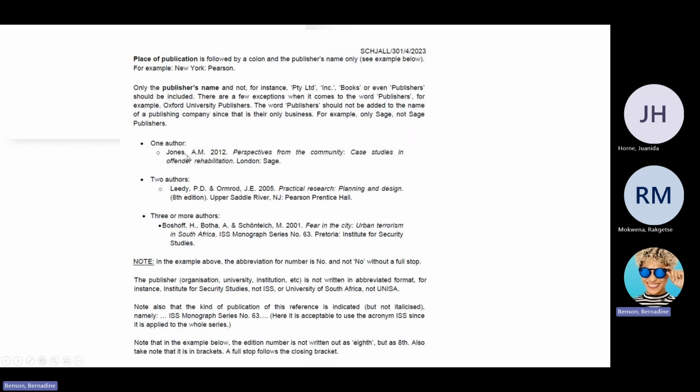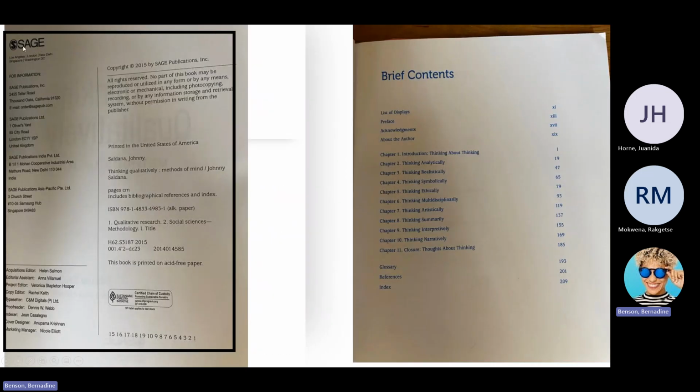So if there is one author, it will be the surname. It's Jones, comma, space, and then the initials, A, full stop, M, full stop, space, and then the date, full stop, space. And you can see the title of the source in italics, full stop, and then a space, and then place of publication is London, colon, space, and then Sage, full stop. No publication, no nothing.